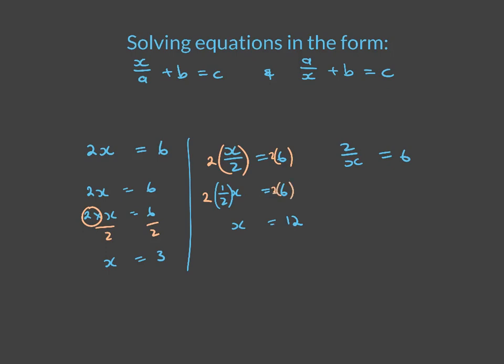Okay, good. But what about this next question? 2 divided by x is equal to 6. How does that change it? There's a couple of ways you can do this. What I would encourage you to do is notice that we've got a divide by x. x is on the denominator. We don't want x on the denominator, right?